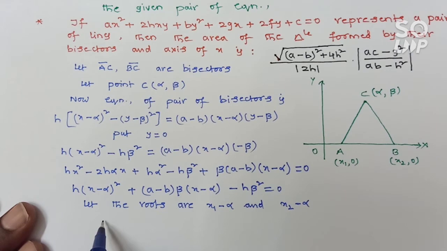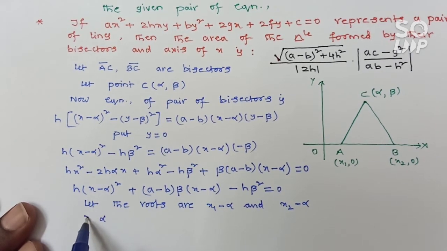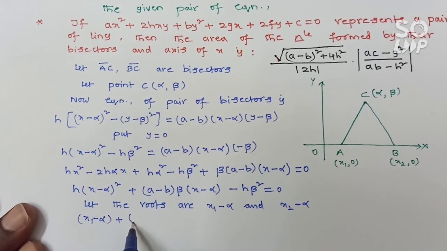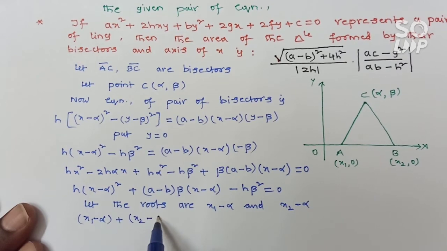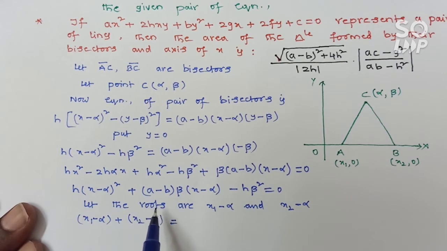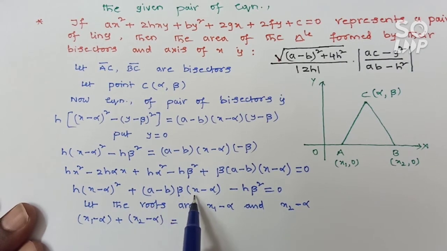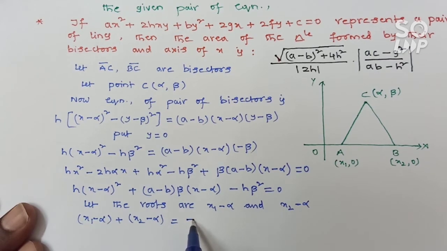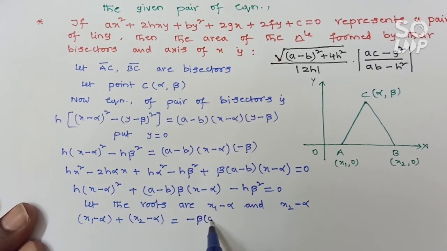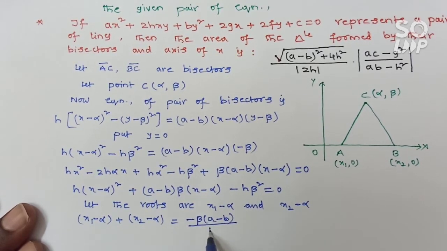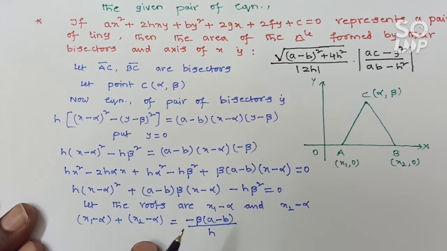Sum of the roots will be x1 minus alpha plus x2 minus alpha is equal to, what is the formula for the sum of the roots? Minus of the coefficient of x minus alpha by the coefficient of (x minus alpha) whole square. That is minus beta into (a minus b) whole divided by h. This one is the sum of the roots.